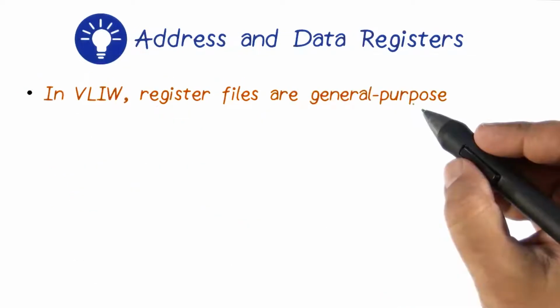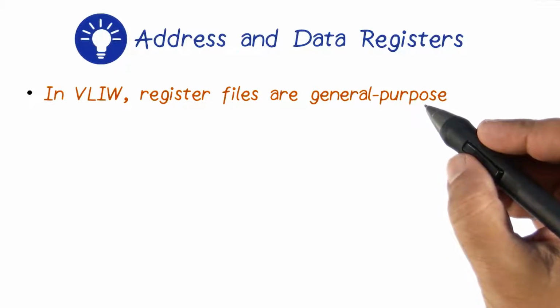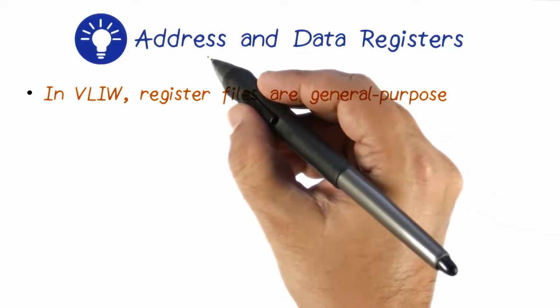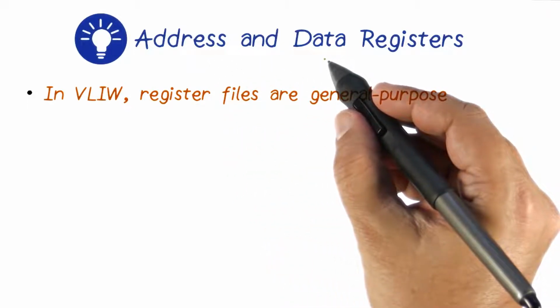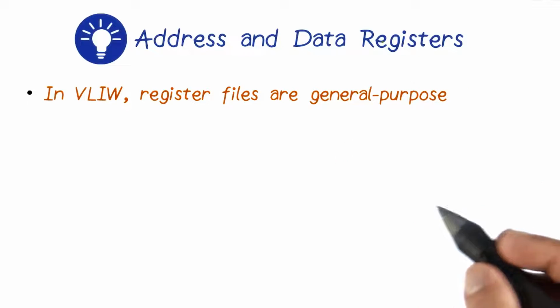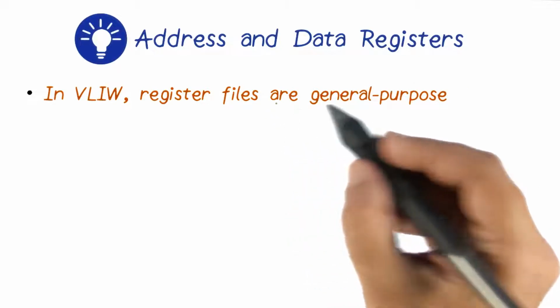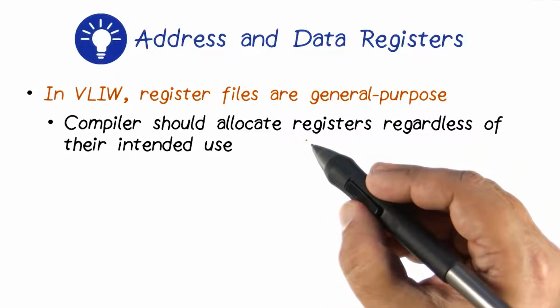Let us continue the discussion about the registers. Apart from the registers for integers and floating points, there is another classification of registers depending on their intended use. The registers that hold addresses are called address registers. The registers that hold data are called data registers. In VLIW, however, the register files are general purpose. And in fact, the compilers allocate registers regardless of their intended use. So in other words, they do not distinguish whether a register holds data or an address.